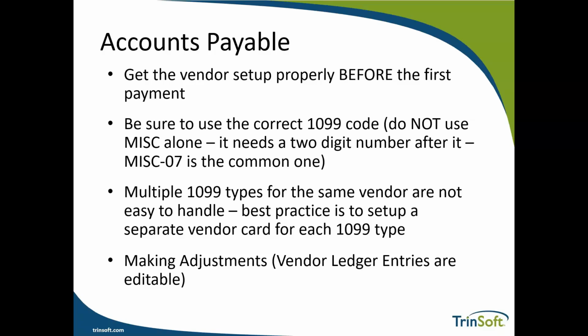Now, NAV and Business Central does allow a vendor to have multiple 1099s. However, it's a difficult process to handle. We at TrinSoft have found a better way to handle this issue is to actually set up a separate vendor card for each type of 1099. This just makes reporting that much easier and smoother in the long run. Finally, again, the user does have the ability to make updates or adjustments for 1099 transactions through the vendor ledger entry page.